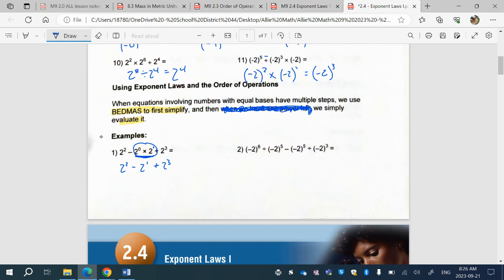And now let's convert to standard form and solve. So 2 to the power of 2 is 4, subtract 2 to the power of 1 is 2, plus 2 to the power of 3 is 8. And then we can get 4 minus 2 is 2, plus 8 is 10.